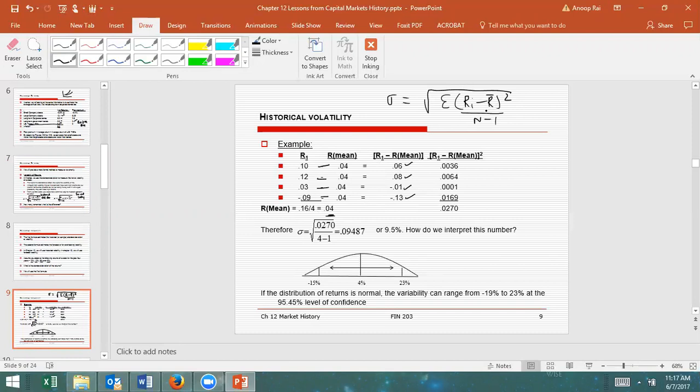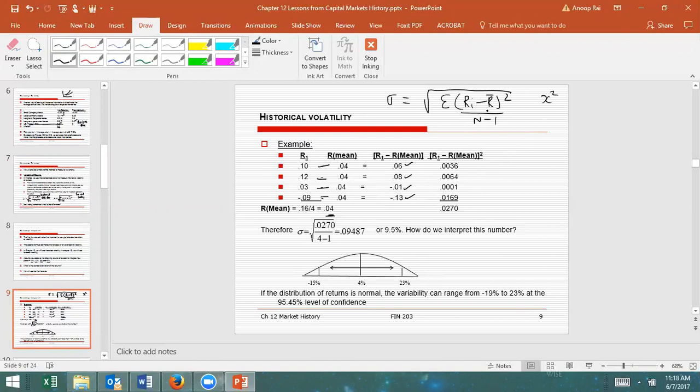So let's look at the formula. What does it do next? It squares it. So 0.06 squared is 0.0036. 0.08 squared is 0.0064. There's actually a squared button in your calculator. 0.01 times 0.01 is 0.0001. 0.13 times 0.13 is 0.0169.